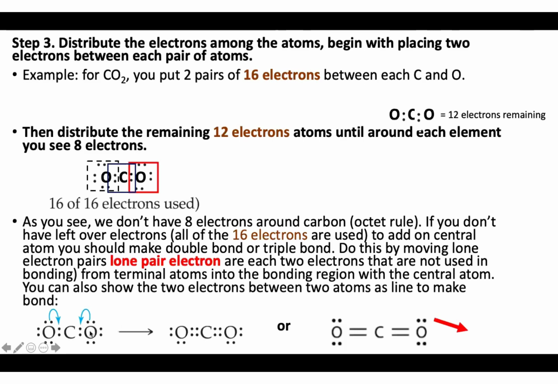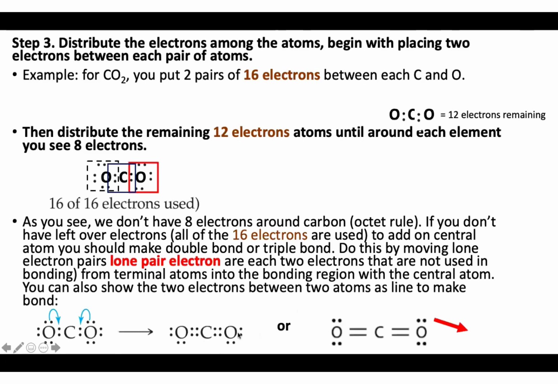So it happens for each terminal oxygen, and we have 4 electrons between each 2 elements. So if we go back and count the number of valence electrons, we have 8 valence electrons around carbon, 8 around each oxygen. So we reached the octet rule. The goal here was to reach the octet rule.